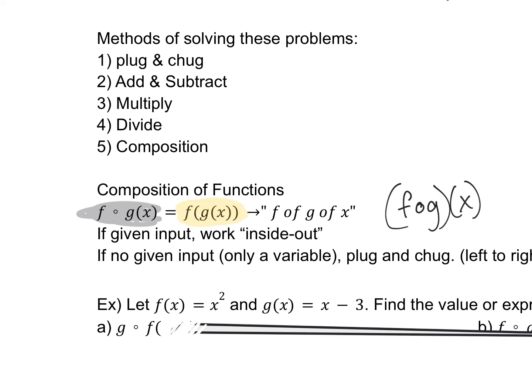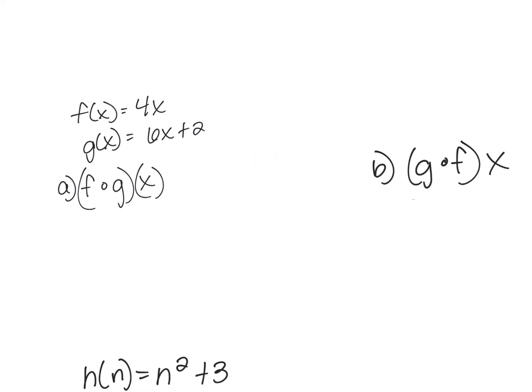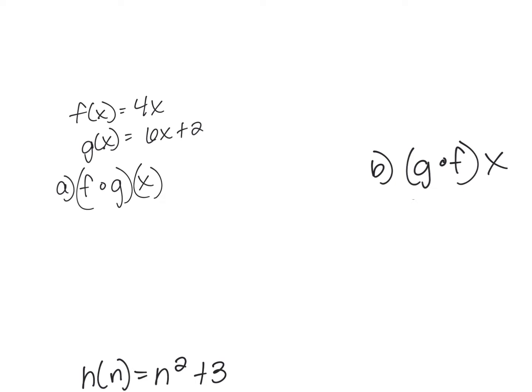Okay, so let's actually do some problems. I did change it from what was given, so I changed it to this. So if you don't have this on your paper, please write it down. So we have f of x equals 4x, and g of x equals 6x plus 2. So what you do on this is you take the second function, so g of x in this case, and you plug it in to the first. So I'm going to take all of this, the g of x, and plug it in to the f of x. Doesn't sound too bad, right?